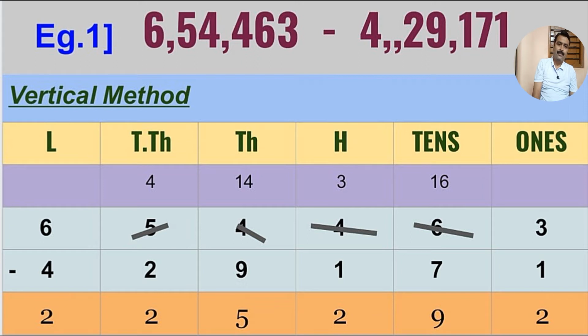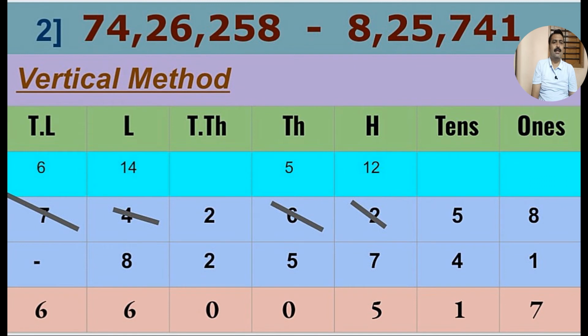So final answer we get here as 2,25,292. So this is the difference of these given two numbers here. Now let's proceed towards second example. That's here I'm putting in front of you. Now in second example, first I want to read out those two numbers here.